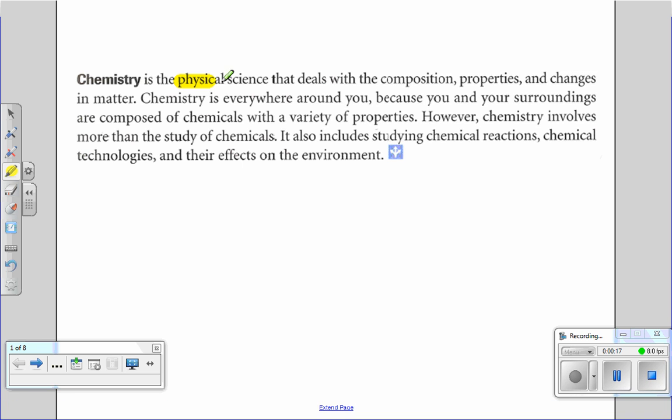Chemistry is a physical science, meaning that it deals with physical things and specifically composition, properties, and changes in matter. We are dealing with physical things, but unlike physics, which deals with how they move and a lot of different chemical equations, we are dealing with the actual matter itself. It's not just about the chemicals, however, it also involves chemical reactions, chemical technologies, and their effects on the environment.